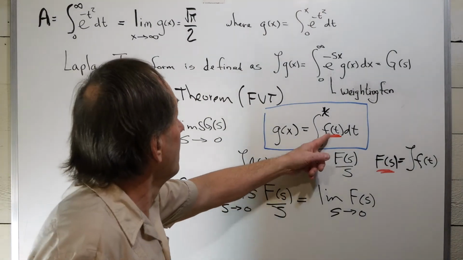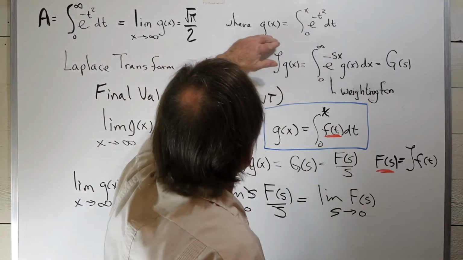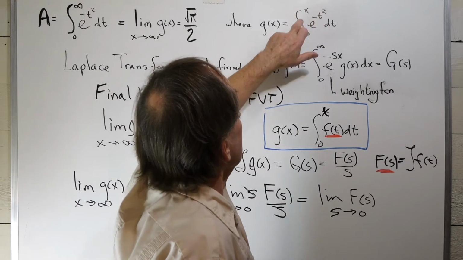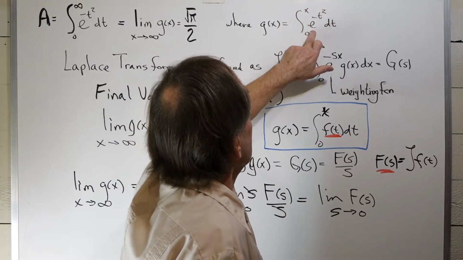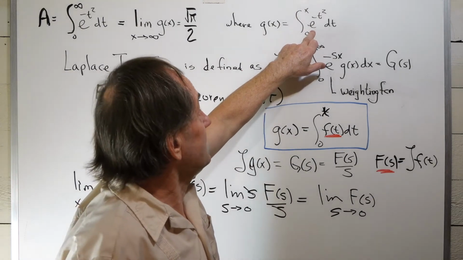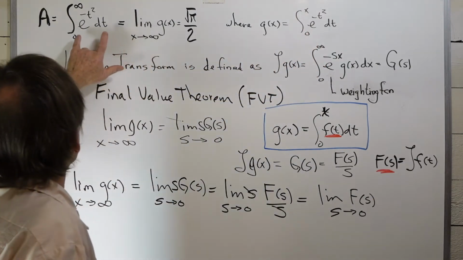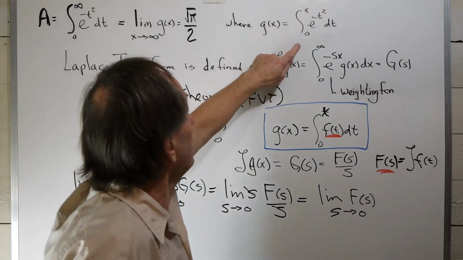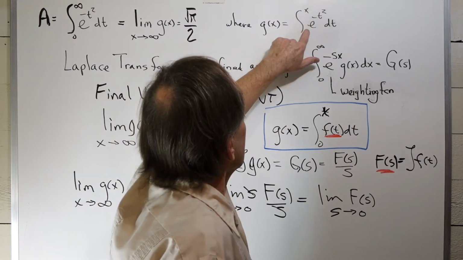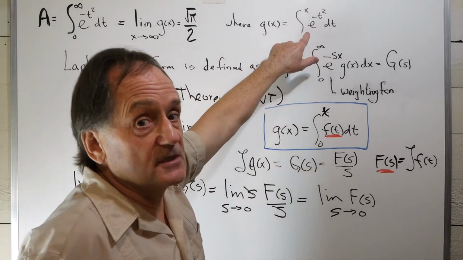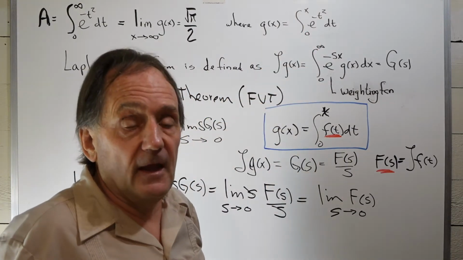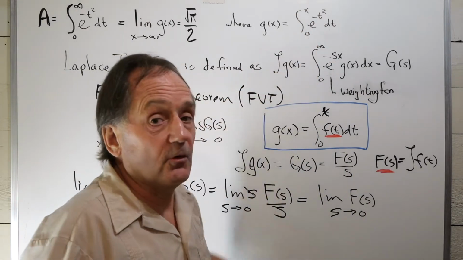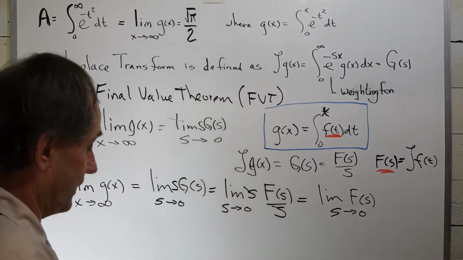So if we know, in this case, our g of x is going to be this integral where my f of t is e to the minus t squared, if we determine and know the value of the Laplace transform of e to the minus t squared, and we want to find the value of this limit of this integral, and the limit is x goes to infinity, all we have to do is take the Laplace transform of e to the minus t squared and take the limit as s goes to 0 on the Laplace transform of e to the minus t squared.